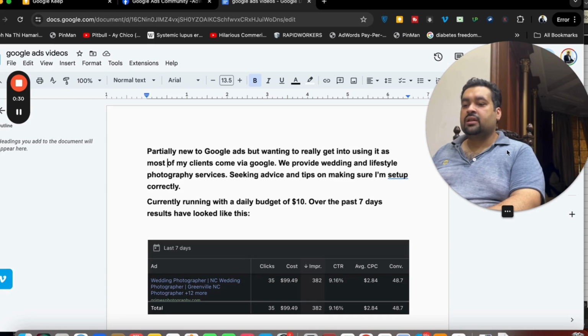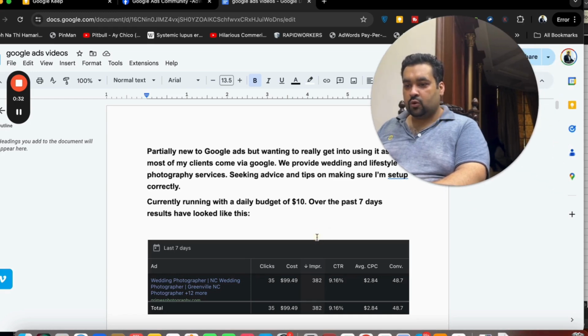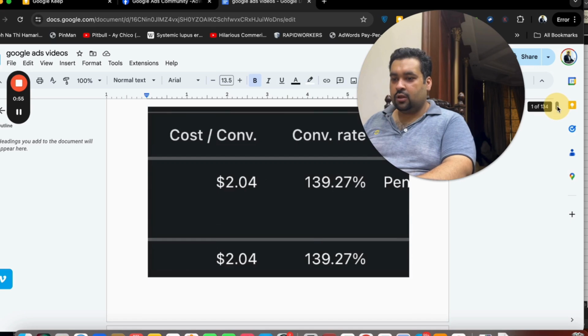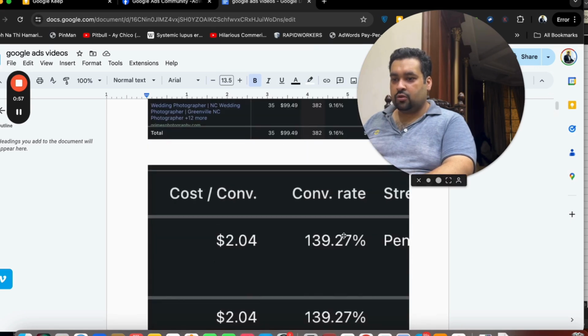Over the past 7 days, results have looked like this. Okay, so these are your results. You got 35 clicks at $99, and CTR is 9.16. Conversions are 48 conversions so far. It looks very good, 35 clicks and 48 conversions. So it means that you're getting more conversions than your clicks. Your cost per conversion is 2.04 and you're getting a 139 conversion rate.